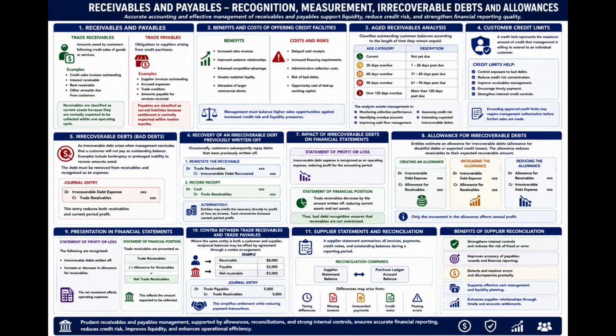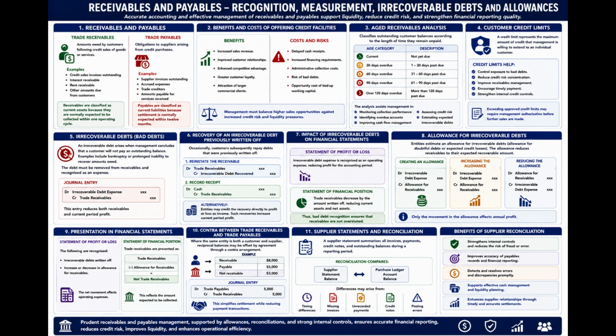11. Supplier statements and reconciliation. A supplier statement summarizes all invoices, payments, credit notes, and outstanding balances during a reporting period. Reconciliation compares the supplier statement balance with the purchase ledger account balance. Differences may arise from timing differences, missing invoices, unrecorded payments, credit notes, posting errors. Supplier reconciliation strengthens internal controls, improves accuracy of payables, detects errors promptly, and supports effective cash management.